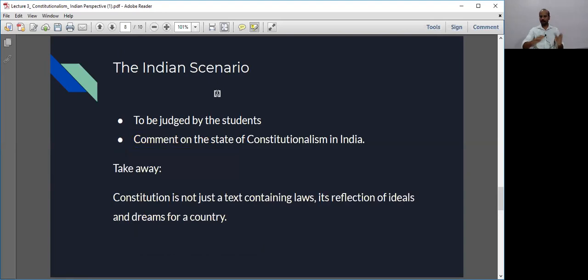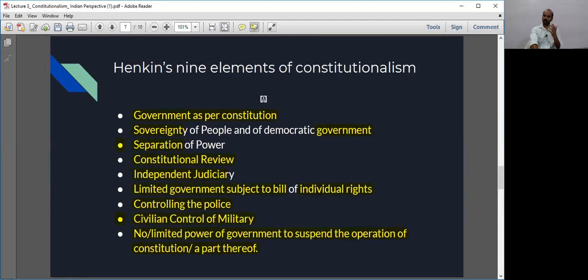Next is the Indian scenario. Now, this part is something where you need to come into the picture, or you need to start asking questions about it, because this is something which is onto you. Let's say if somebody asks you to comment on the state of constitutionalism in India. In this case, you can always refer to Henkin's 9 elements and pick each and every one of them and see if it is properly working in the Indian setup or not.